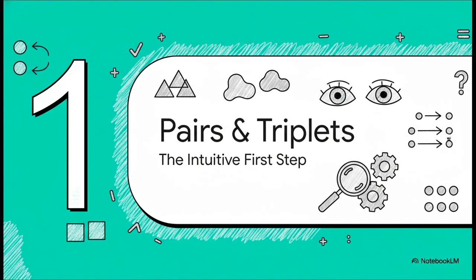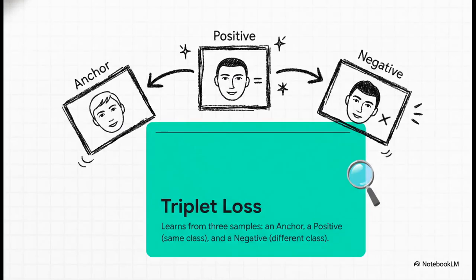Okay, so how do you even start teaching a computer what similar means? Well, the most obvious way, the first step, is just by direct comparison. Showing it a few examples at a time. And one of the most classic ways to do this is something called triplet loss. You've probably heard of it from systems like Google's FaceNet.